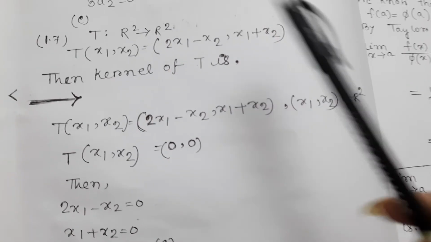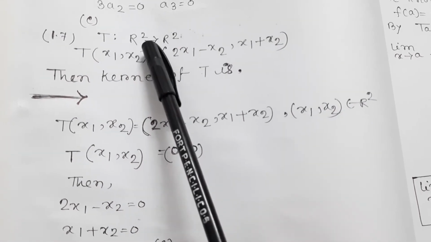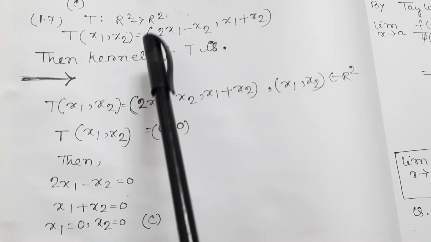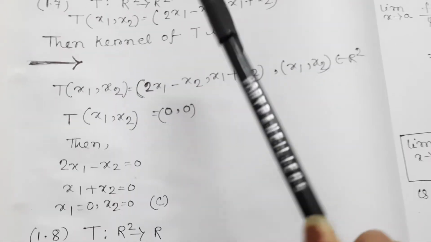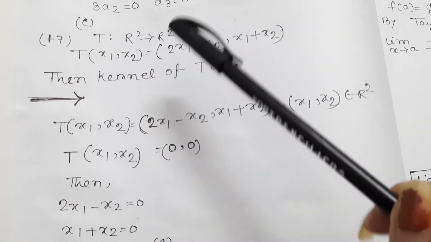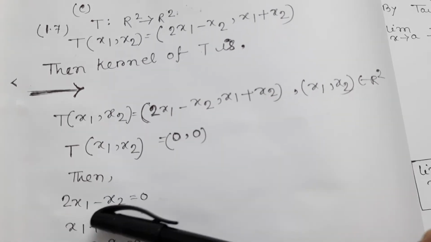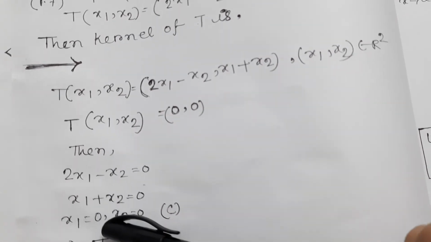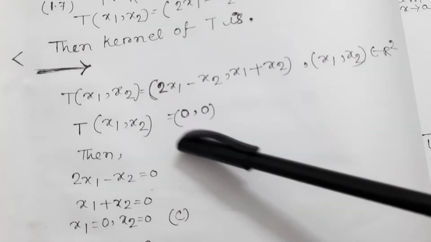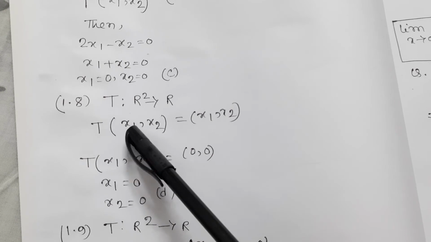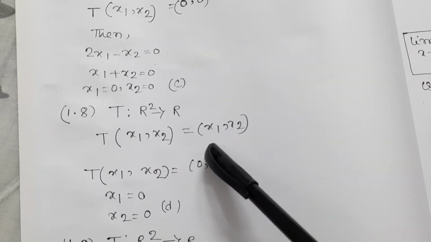Next question. T is a linear transformation from R to R. Which one is the kernel of T? Obviously 0 comma 0. Just assume it's 0 comma 0, then put 2x1 minus x2 equals 0 and x1 plus x2 equals 0. Solve yourself and see, x1 will be 0 and x2 will be 0. So it's right, 0 comma 0 is the kernel. Option number C.